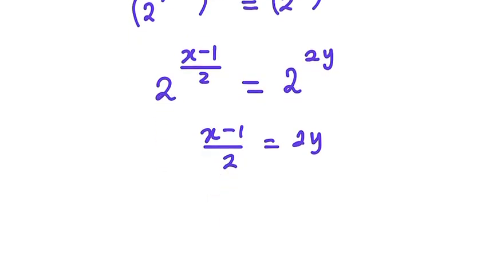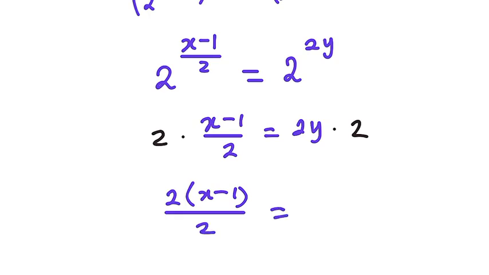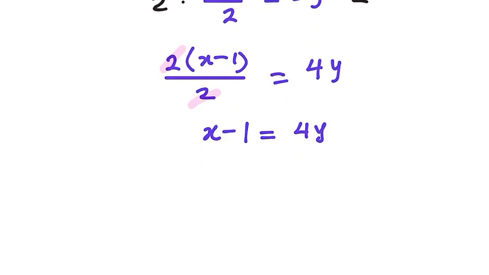All right, so moving further, we are going to clear the fraction by multiplying both sides by 2. That is, we multiply this by 2 and this by 2. Then we have 2 times x minus 1 divided by 2 equals 2 times 2, which is 4y. You can see that the 2s cancel here. All right, so moving further, we're going to have x minus 1 equals 4y.